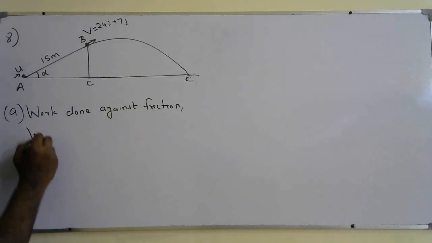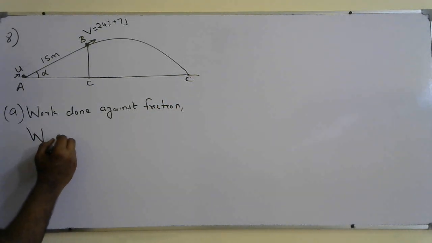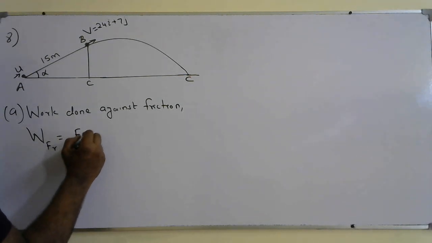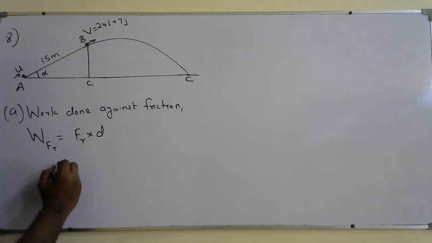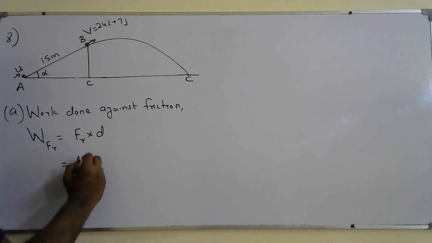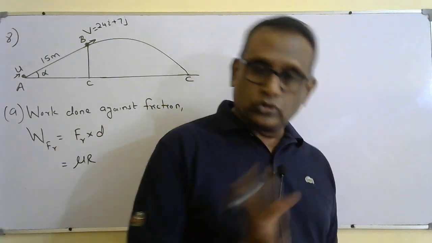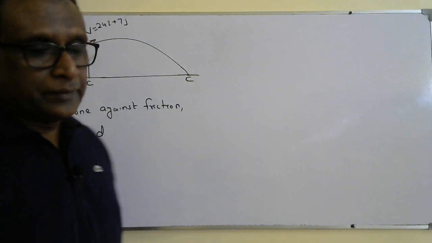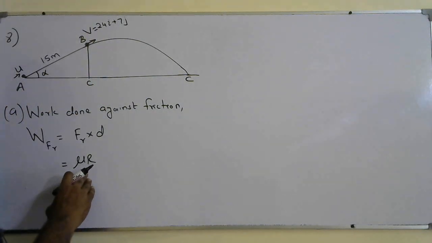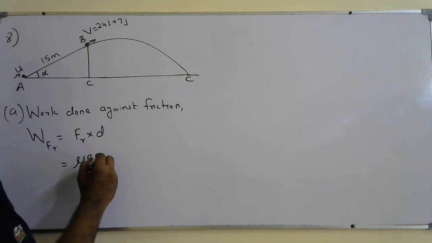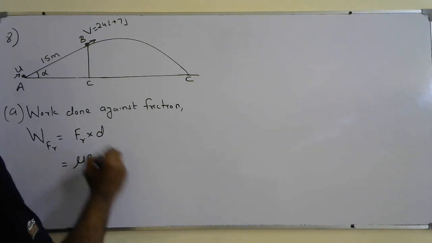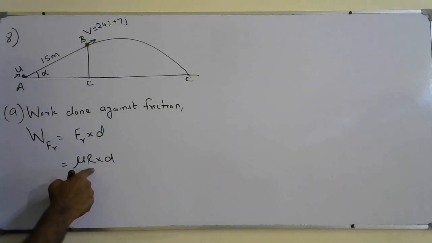We can say W_FR, not a standard notation, I am using it. Friction force into distance moved opposite to the friction. What's the friction force? Mu R. Because it is moving, the friction will be limiting friction since it's in motion. Otherwise, it could be smaller than limiting friction. But since it's in motion, it must be equal to limiting friction into the distance it moved. That's anyway 15 meter. What is R?